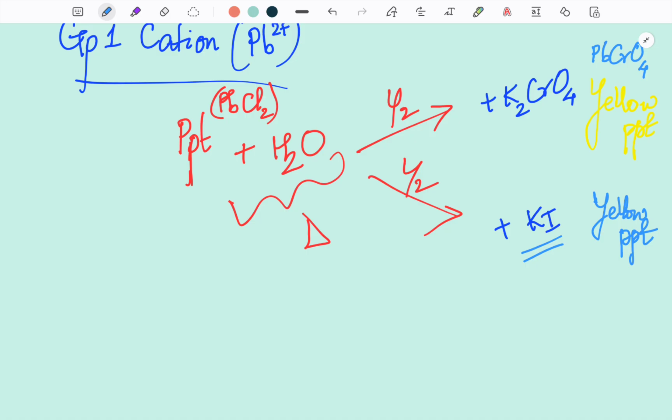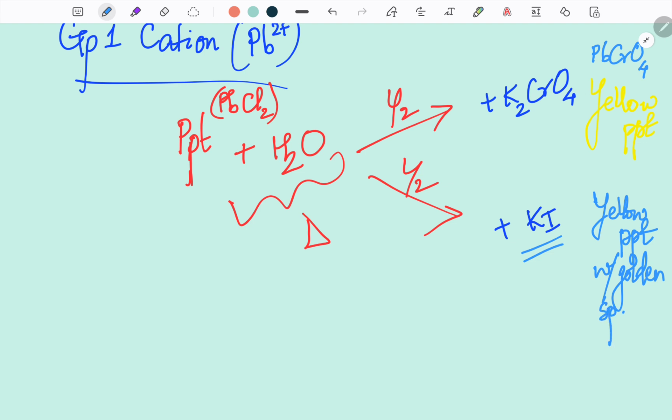But once you are boiling the PPT and you are bringing it out to normal room temperature, the temperature has been lowered. So on cooling, you will be able to see certain golden spangles. That means there will be golden marks on the precipitate. So if you are getting a yellow precipitate with golden spangles on cooling, which disappear on boiling, then that indicates that lead ion is present or confirmed.